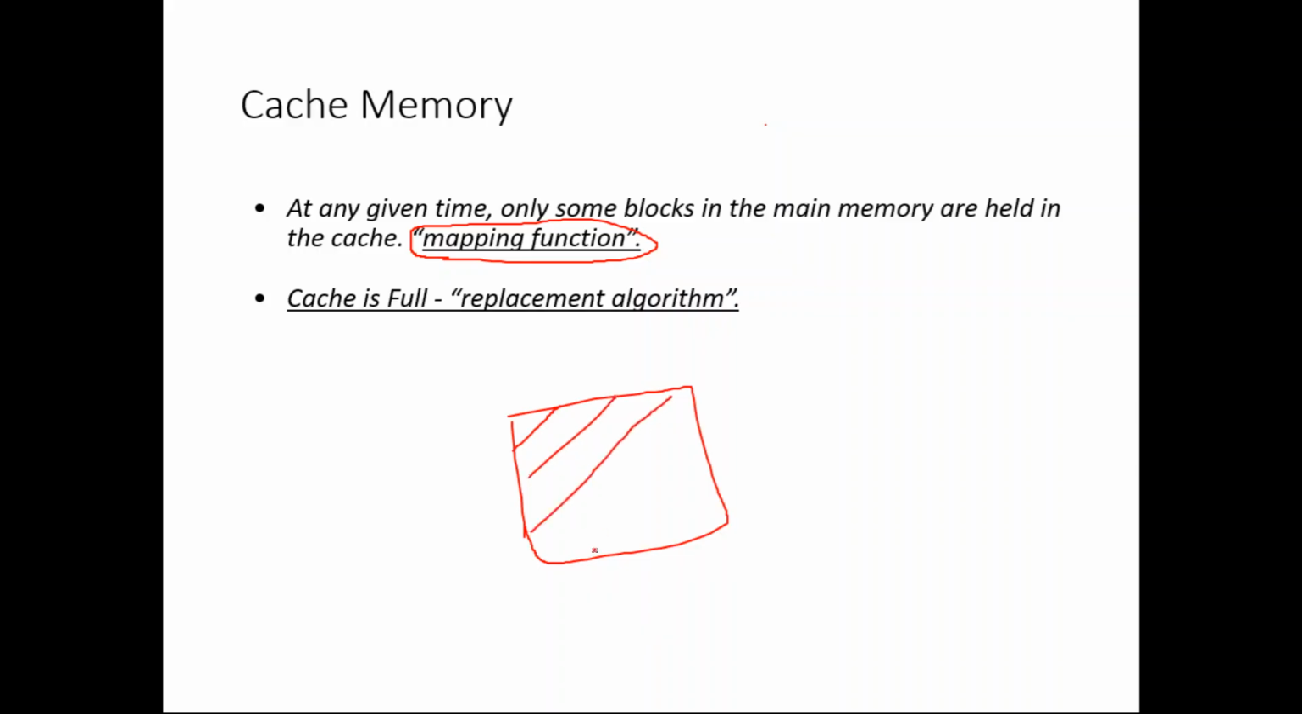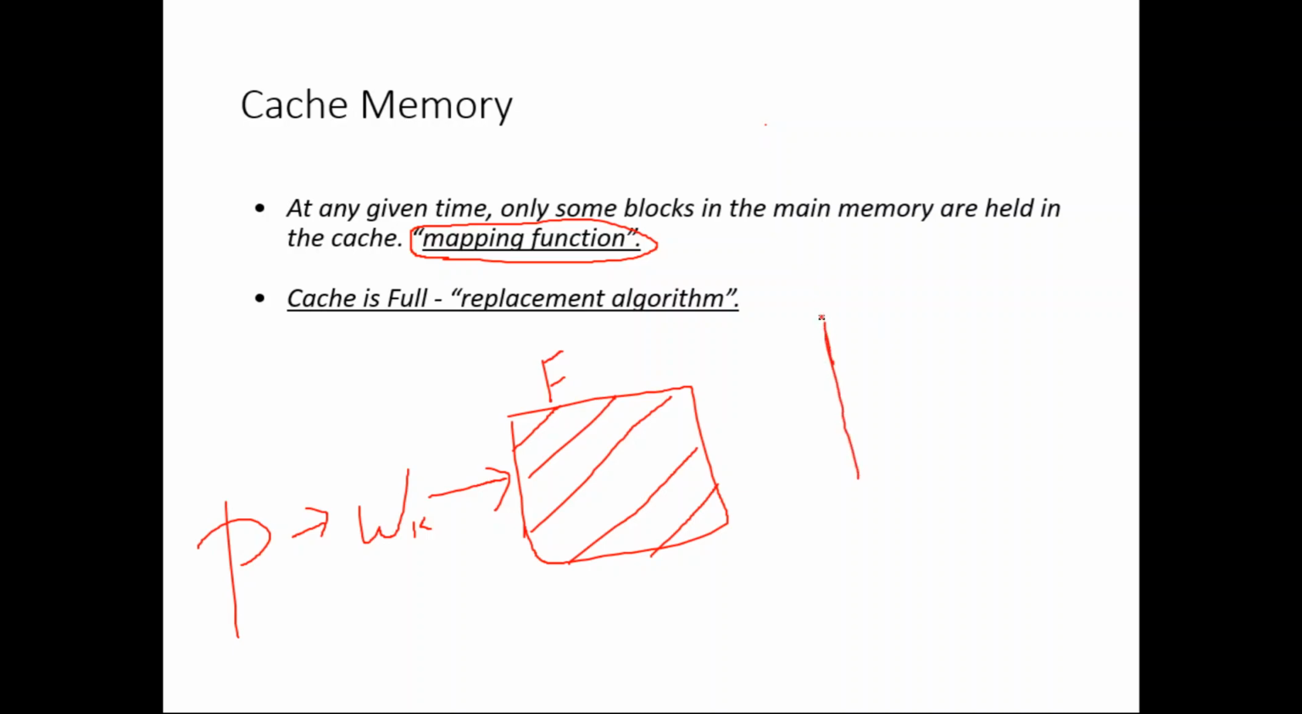Now say the processor is requesting one particular word, say word K. But this word K is not available in the cache, and the cache is already full. Now what should be done?